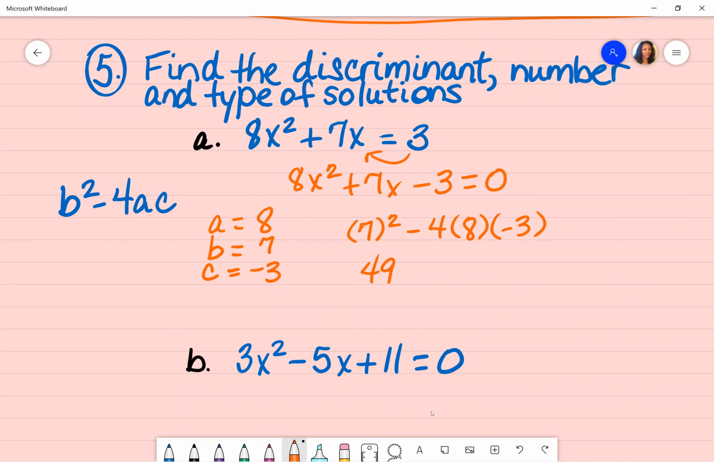That did not look right. I did something wrong. Oh, that is right. All right, so that's going to be a positive 96. And now I'm going to take that and add it to the 49 that was there. So that's going to be 145. That's my discriminant. So my final answer is not only the discriminant, but the number and types of solutions. So my discriminant, as I just said, is 145, and that will result in 2 real solutions.